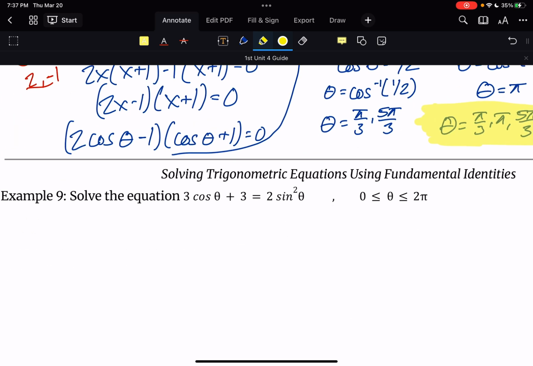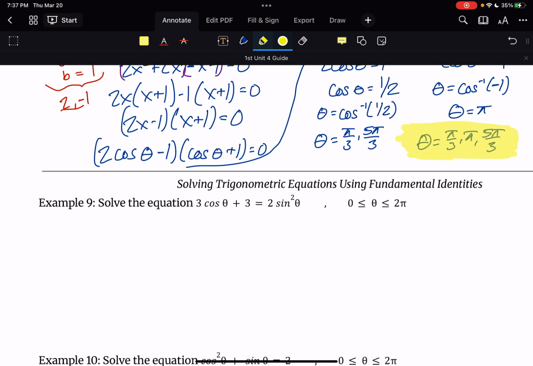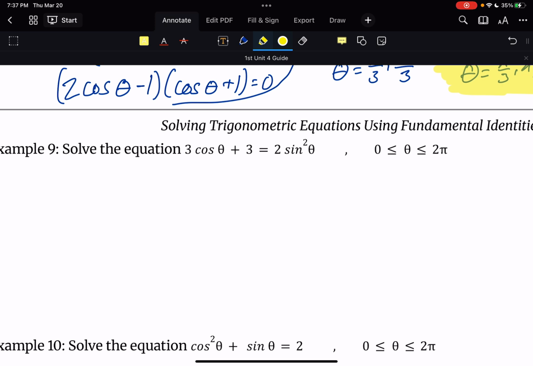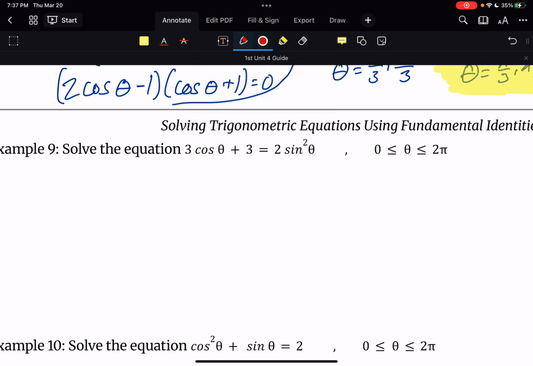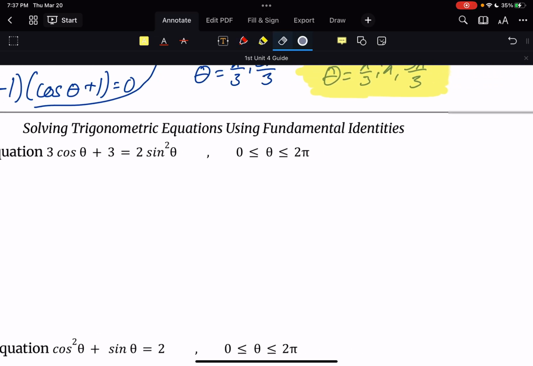Okay, now solving equations using identities. So I have the equation 3 cosine theta plus 3 is equal to 2 sine squared theta. The problem here, based off of the previous equations that we've worked with, is I now have 2 trig functions. I'm working with cosine and I'm working with sine. So we can't do direct substitution like we did, substitute sine for x and then factor it. So what we need to do is rewrite this equation to only have one trig function.